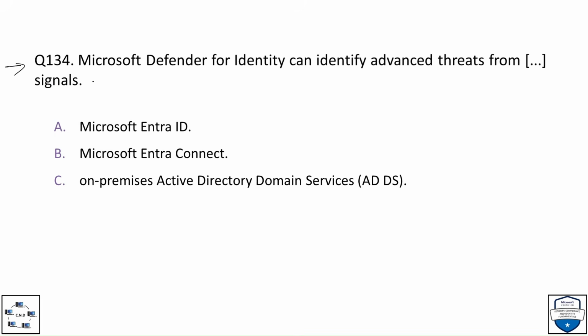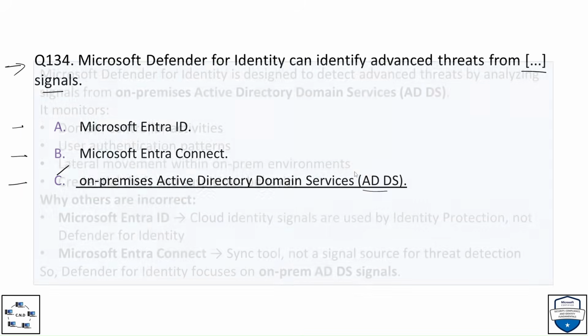Question number 134. Microsoft Defender for Identity can identify advanced threats from blank space signals. Option A, Microsoft Entra ID, option B, Microsoft Entra Connect, and option C, on-premises Active Directory Domain Services, that is ADDS. And the correct option is option C, on-premises Active Directory Domain Services, that is ADDS.